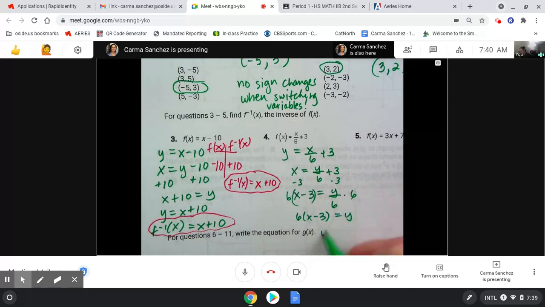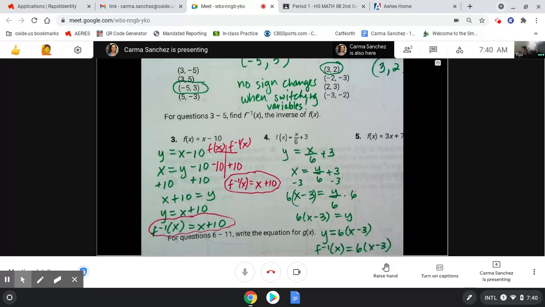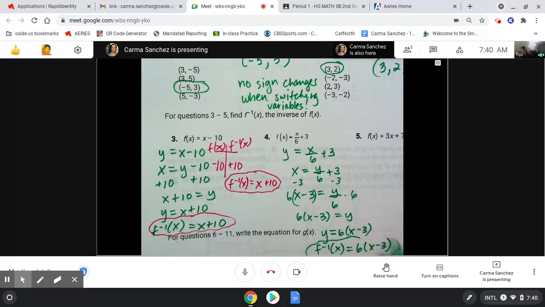I'm going to switch it around and then put it with an inverse notation. And we're done. Again, you can do the shortcut method.